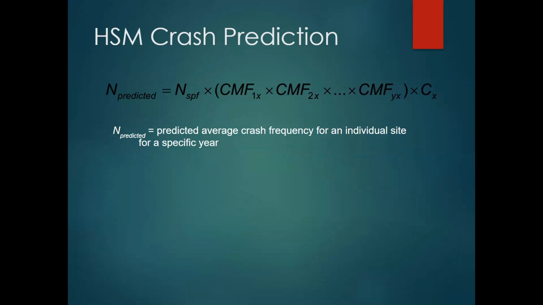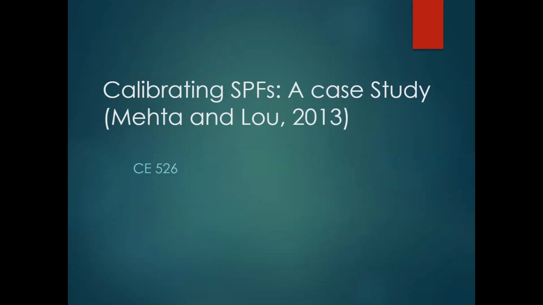Welcome to CE 526. I want to talk today about the case study by Mehta and Lou, who are looking at specifically how we apply the prediction procedures, the SPFs, safety performance functions that are in the Highway Safety Manual, and how we use them for a state where they used data for. So for example, how do we apply the safety performance functions in Alabama when all the SPFs were developed in states like Washington and California and Ohio and whatnot? So how do we do that?